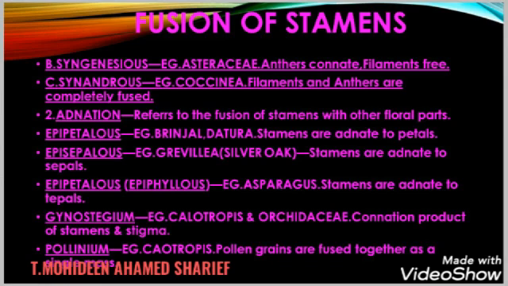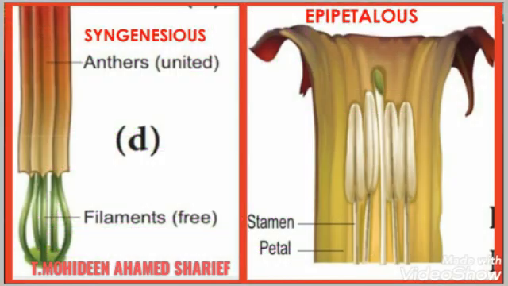Next you can see in the diagram of syngenesious, you can see the anthers connate, whereas the filaments are free. And in the next diagram they have given about the episepalous stamens. The stamens are adnate to sepals, example silver oak. And epiphyllous stamens are adnate to tepals. Example, asparagus.